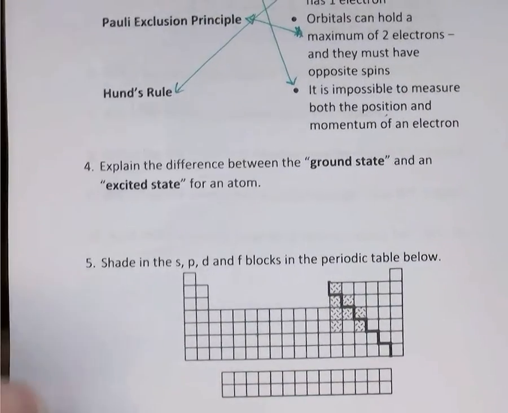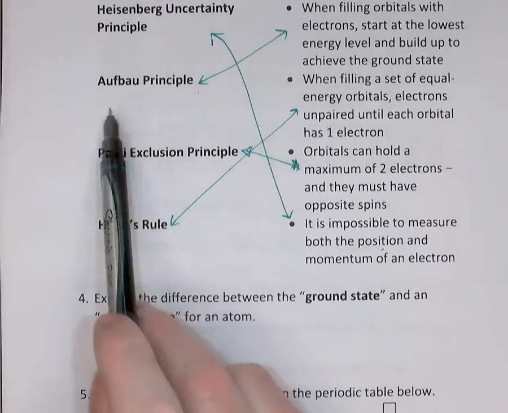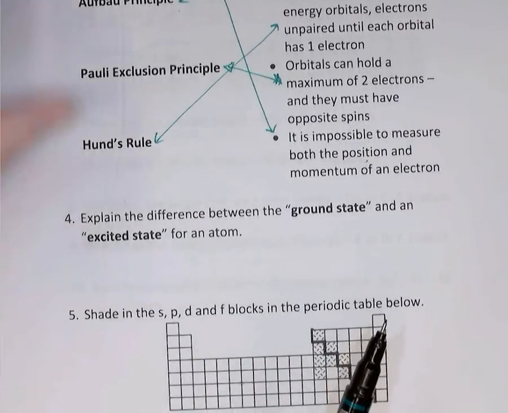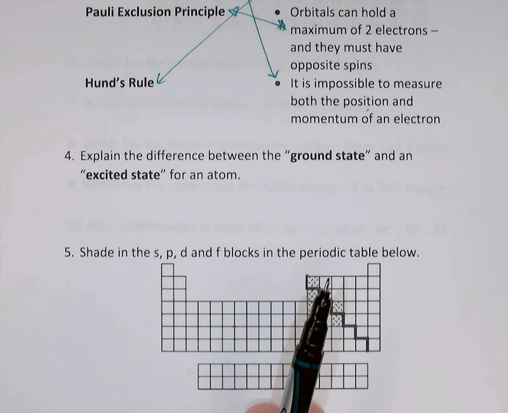Question 4, see if you can describe for yourself the difference between a ground state and an excited state for an atom. Okay, the ground state is what happens when you obey the Aufbau principle. You end up with all of the electrons in an atom in their lowest possible energy levels. That's the ground state for the atom.